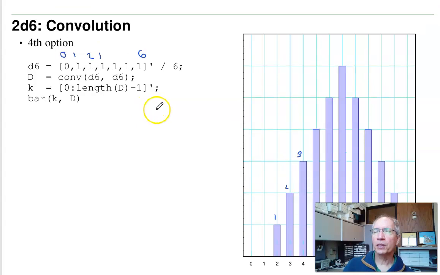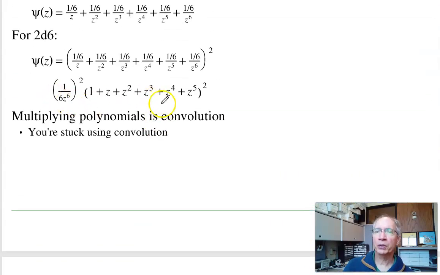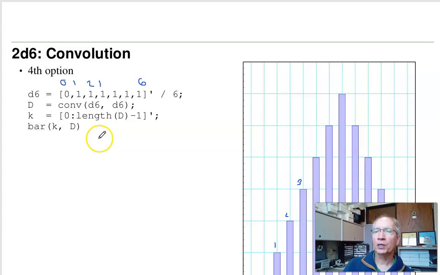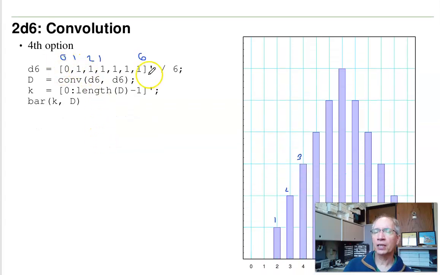Where that comes from is when you multiply polynomials, you're really doing convolution. When I do convolution, I can convolve a 6-sided die with a 6-sided die, flip it, sweep, get the answer, or MATLAB does it for you. That's the PDF for 2 6-sided dice.